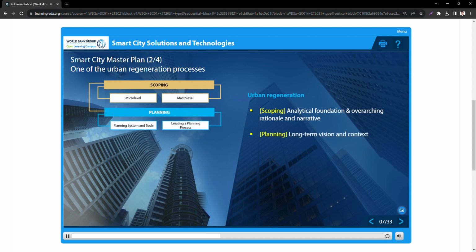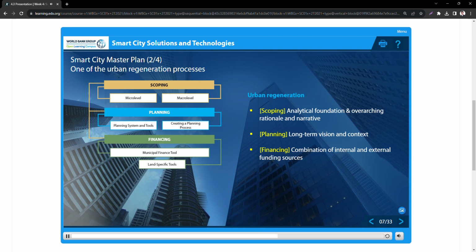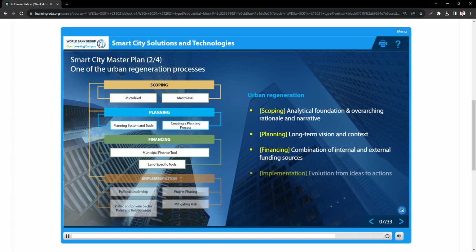Planning establishes the long-term vision and context. It is vital to sustaining the regeneration vision through the inevitable changes and unforeseen challenges of market and political cycles. Cities deploy a combination of internal and external funding sources, policy and regulatory tools, and strategic partnerships with the private sector, among other strategies for financing their urban regeneration vision. Implementation phase entails translating the vision for long-term change into the financial, contractual, and institutional relationship between the public and private sectors.